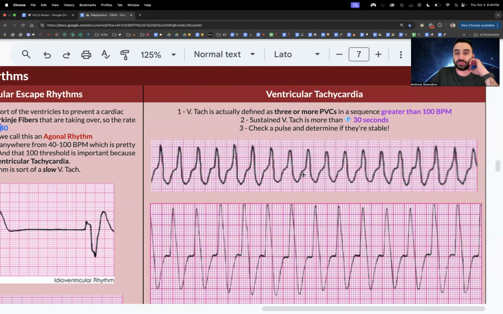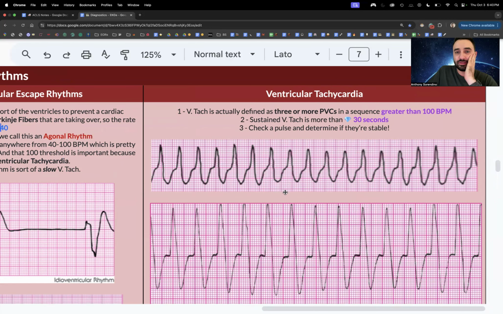So VTAC is again three or more PVCs, and then you just go into all these ventricular beats, one after another. So see how wide these are?